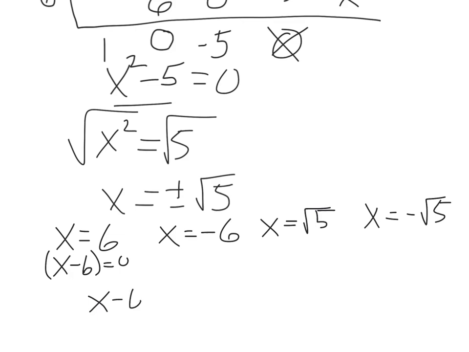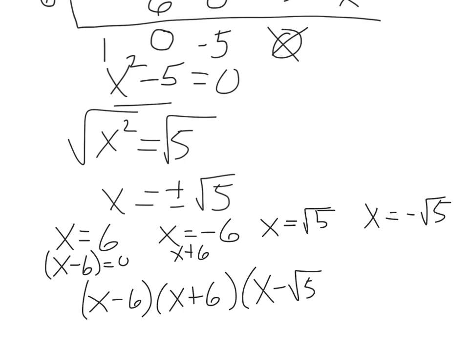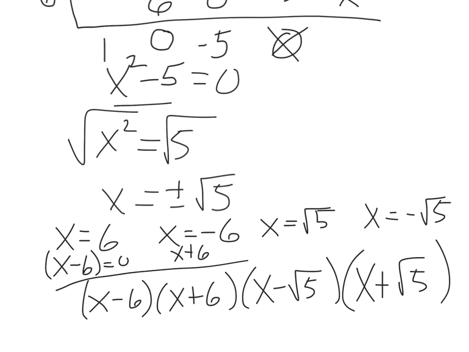So I have x minus 6. This one would be x plus 6. This one would just be x minus the square root of 5. And the last factor is x plus the square root of 5. And that's our answer in factored form right here.